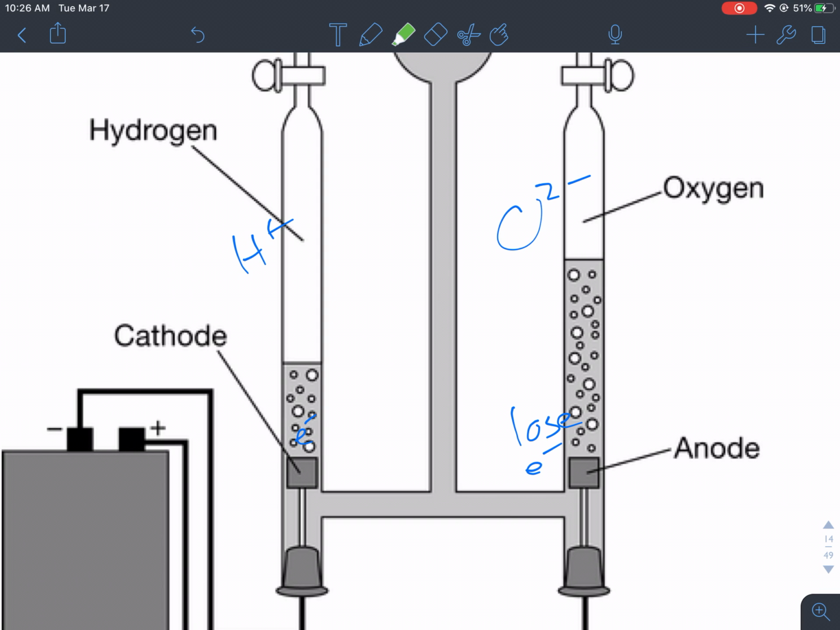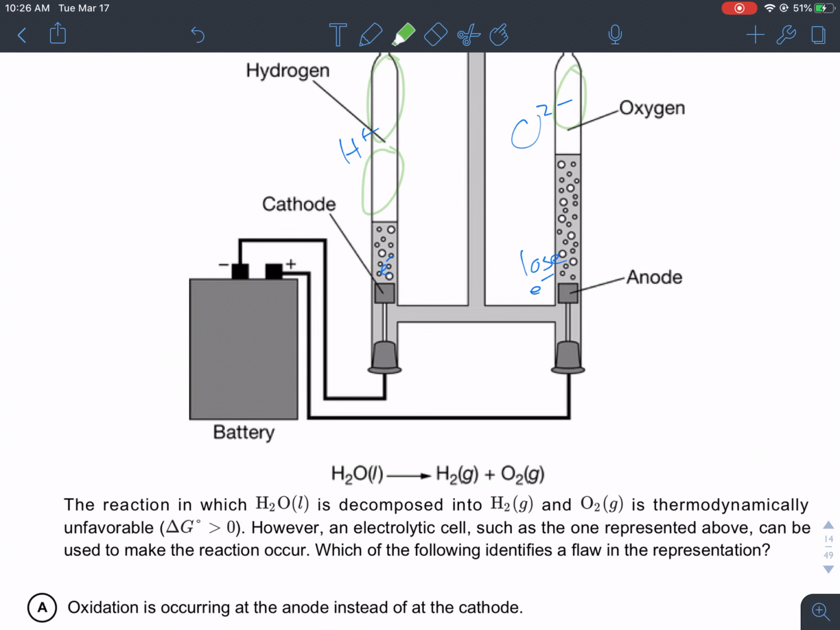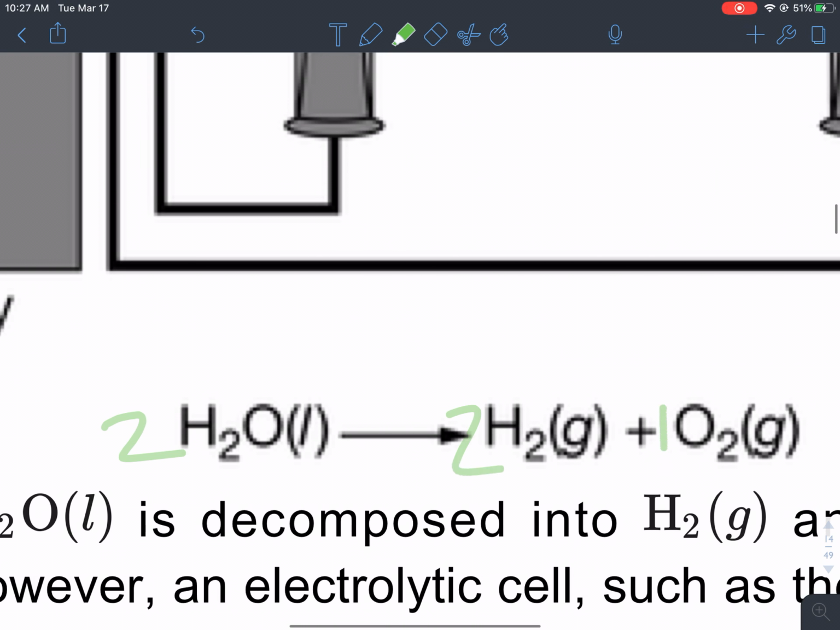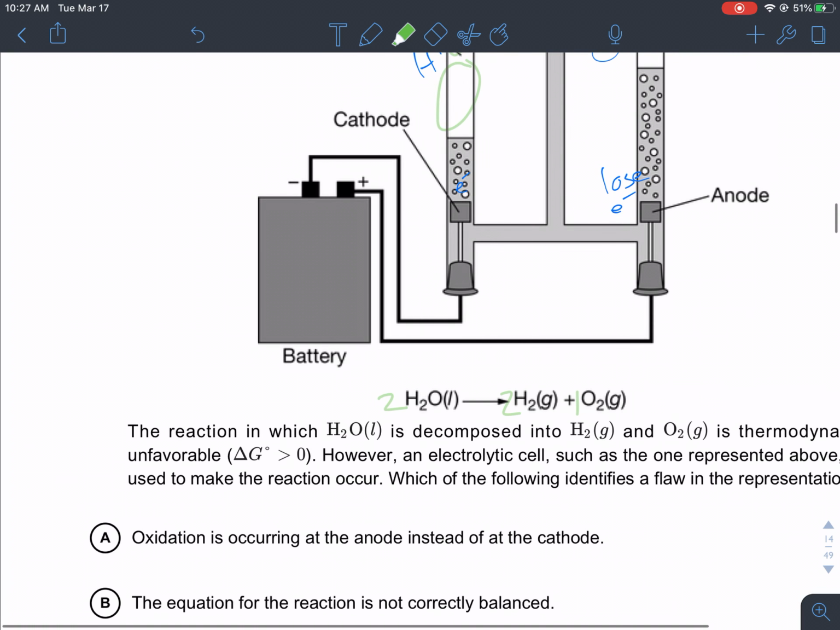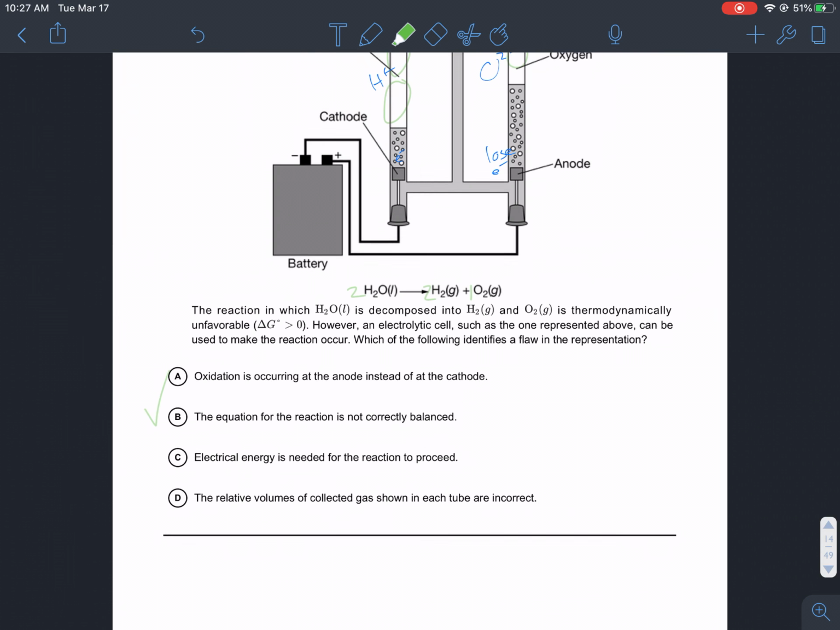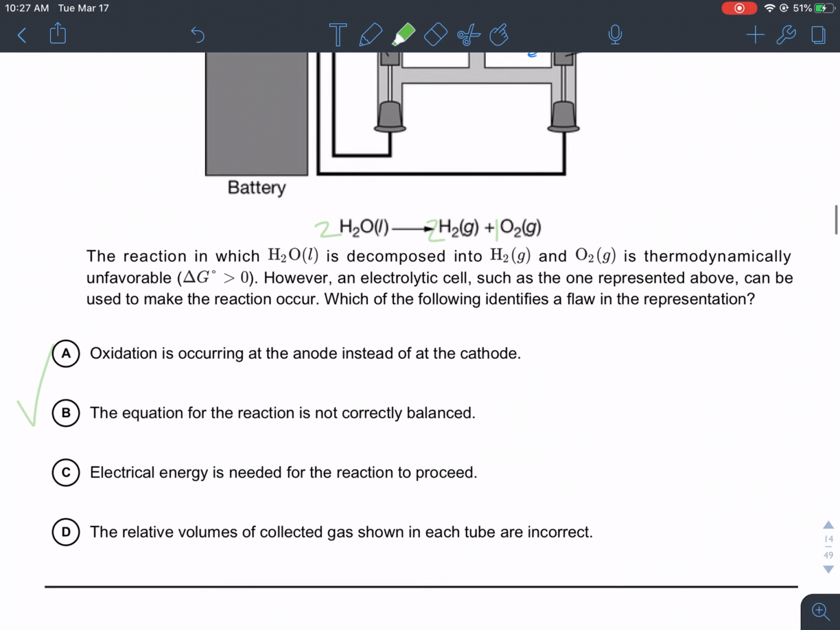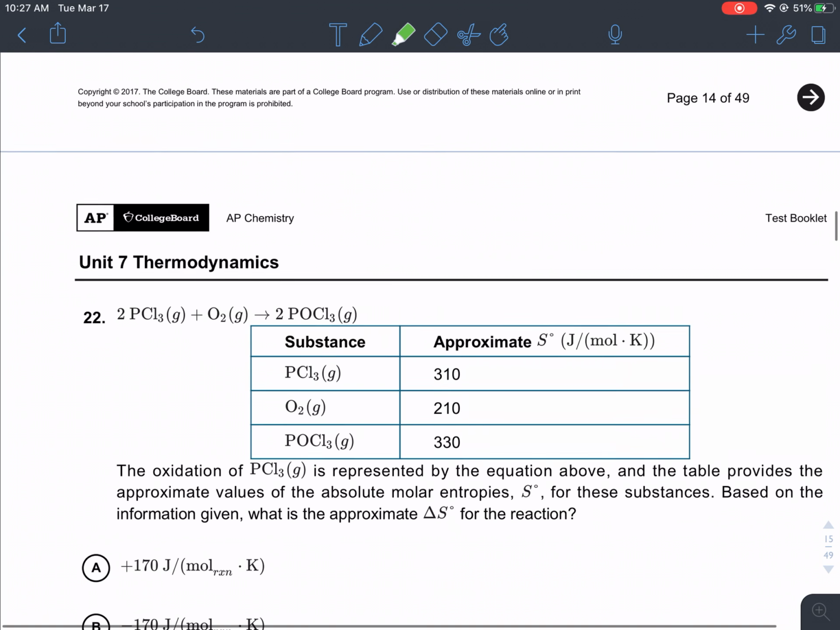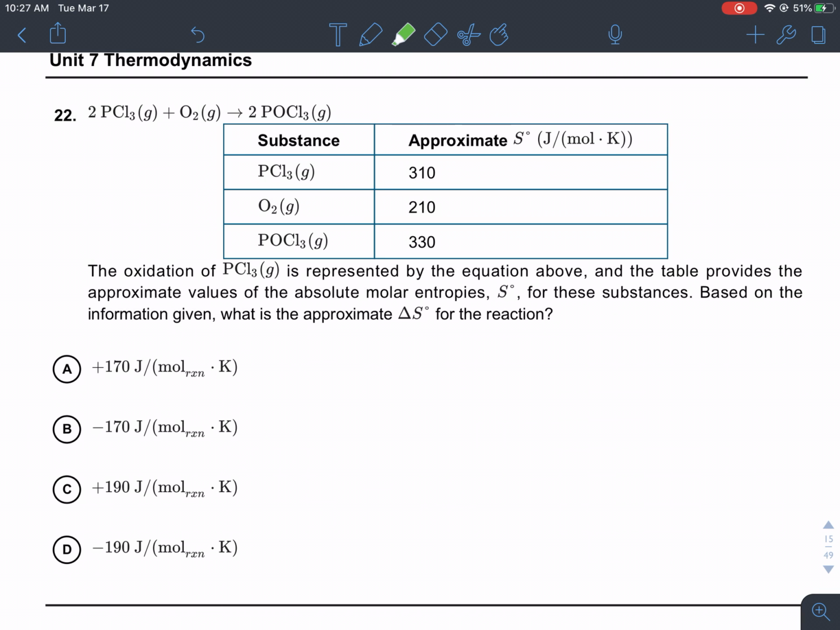And they even are showing it in a 2-to-1 ratio, right? And I was like, this is perfect. They didn't write this. I thought that was whack. And so the question says, okay, so then I finally read the stupid thing. Oxidation is occurring at the anode instead of the cathode. I was like, no. The reaction is not correctly balanced. No, the equation is balanced. But I was trying to find it, and then I read the question. And I generally tell you guys, read the answers before you do the problem, but yeah, I didn't catch that.